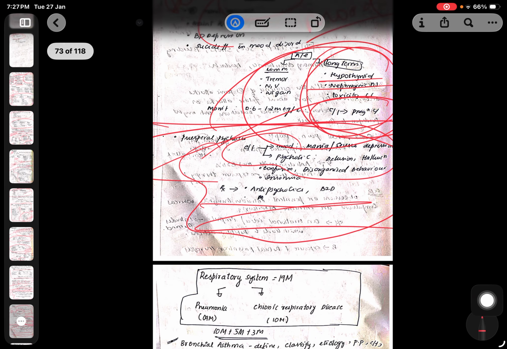Then what about puerperal psychosis? That means a woman during the puerperium, that means after childbirth, if she has all these kind of psychiatric symptoms, then it's called puerperal psychosis. This is the management thing which you do.